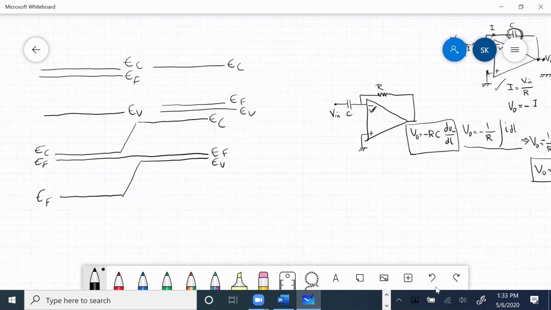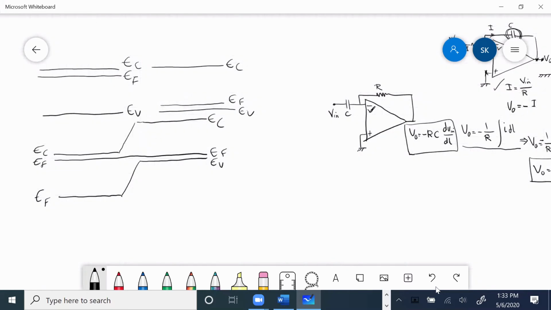Now, this is at equilibrium. That means zero bias. When we apply forward bias, the Fermi level breaks down. It's no longer at equilibrium. So that is EF, and that is the EF. And then the N-type is like this.